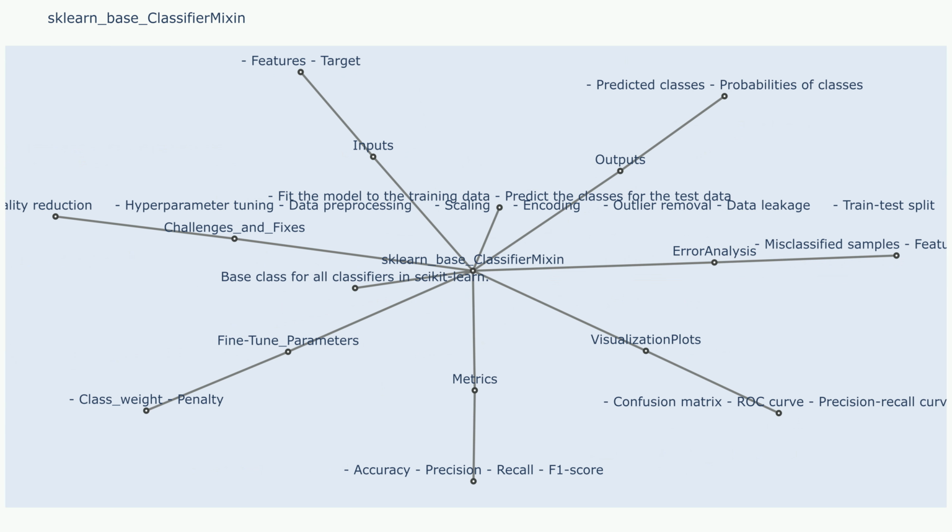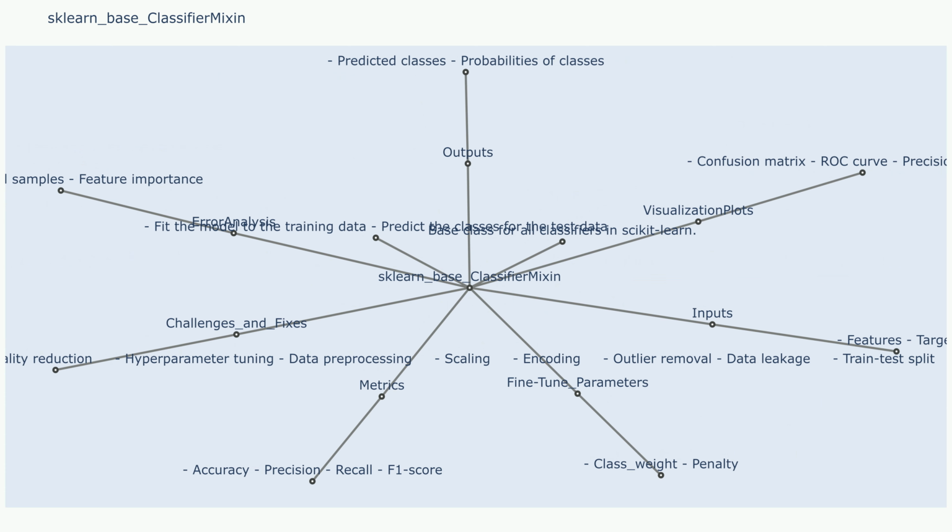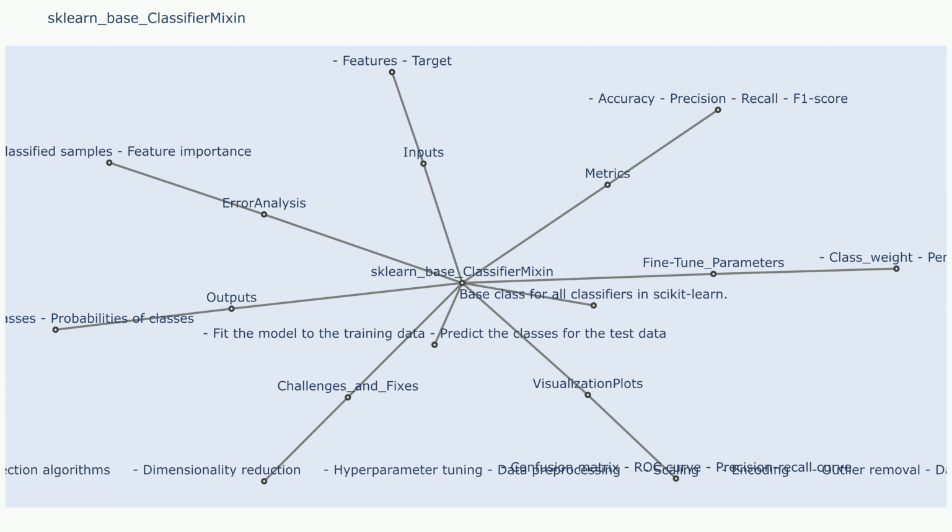Steps: training. The classifier is trained on the input data X and target labels Y. This step involves learning the underlying patterns and relationships between features and classes. Prediction. The trained classifier is used to predict the class labels for new unseen data.